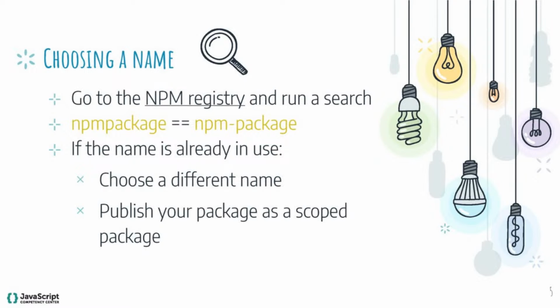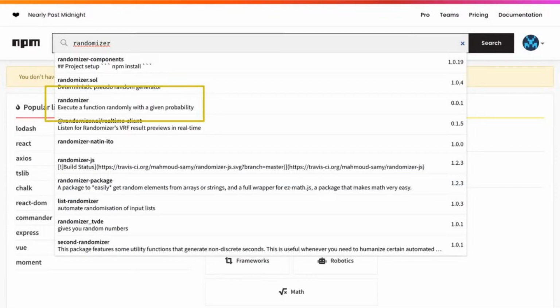On next slide, you can see a screenshot from NPM registry search. Here we can see that, let's say I want to create a simple package like numbers randomizer, and we can see that randomizer name exists already, so we will need to publish a scoped package or choose another name. I will go with the scoped package option, so let's proceed with creating a package for now.